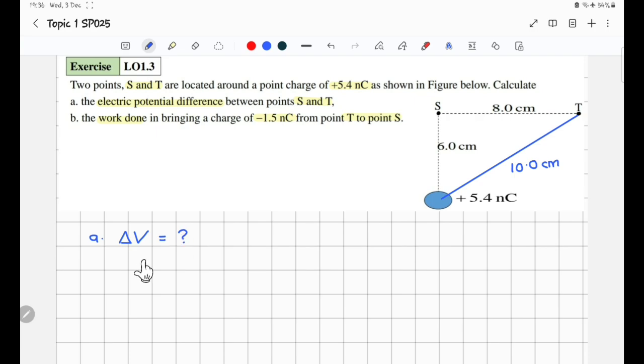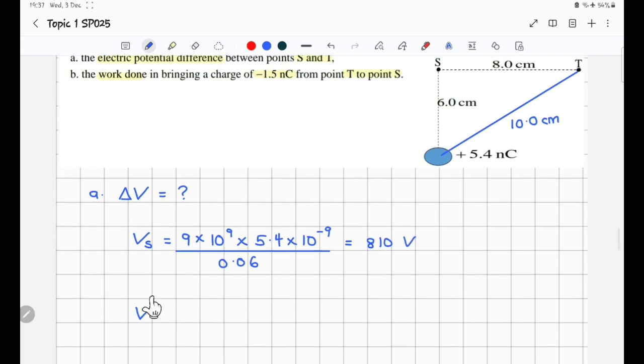That means we need to know the potential at point S and the potential at point T. Keep in mind, each point charge will produce its own potential. Here I'm calculating the potential for point S, where the distance is 6 centimeter. Convert into meter, and we'll get 810 volt.